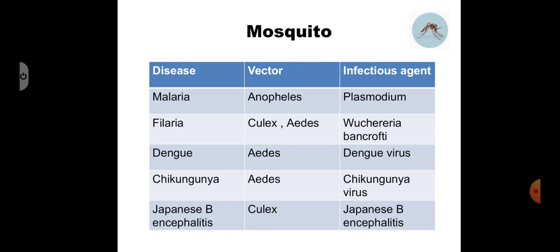So let us see some mosquito-borne arthropod diseases. The vector, the mosquito, can be an Anopheles, Aedes, or a Culex mosquito. The Anopheles vector causes malaria, and the Culex vector causes filaria and Japanese encephalitis, and the Aedes vector causes dengue, chikungunya, and lymphatic filariasis.